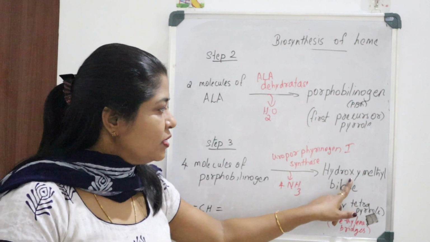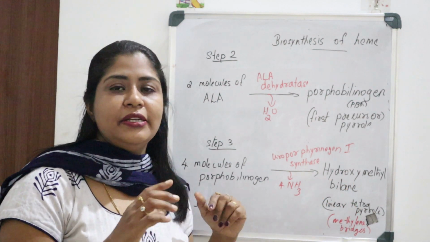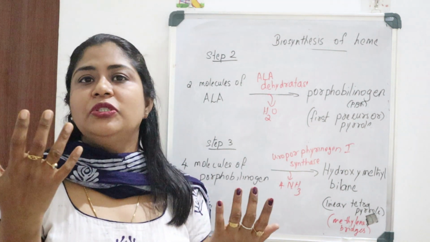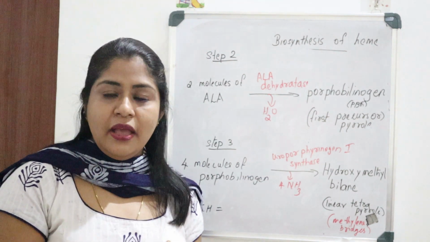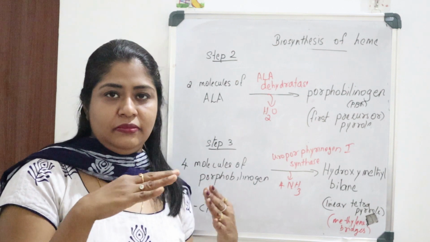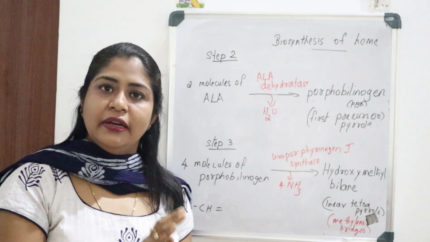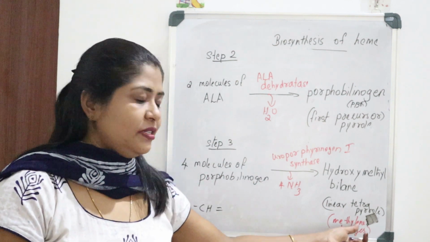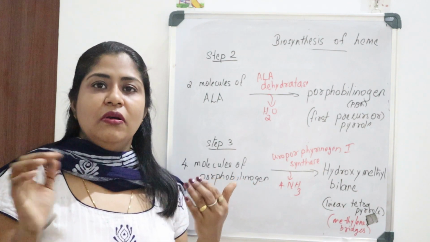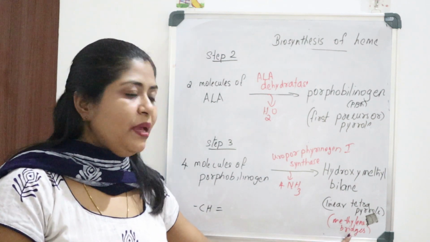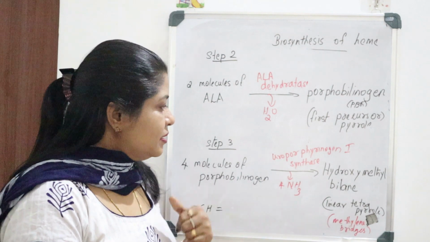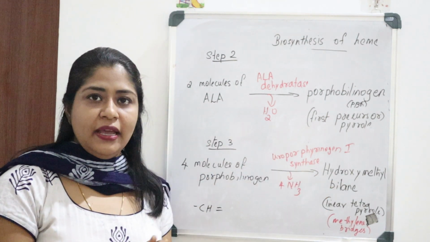This hydroxymethyl bilane is actually a linear tetrapyrrole. We know that heme has a cyclic pyrrole ring joined by methynyl bridges, which you have already seen. But the starting stage is a linear tetrapyrrole, where the rings are joined by methylene bridges, not by methynyl. Methynyl bridges occur in the last step. Here comes the methylene bridge. So that's about the third step, the formation of hydroxymethyl bilane.